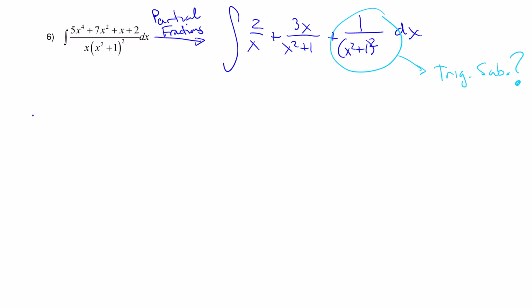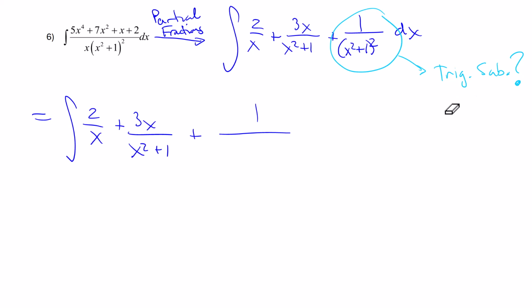So I'm going to do this. I'm going to restart and rewrite this whole integral that we've already busted up in partial fractions. Of course, I didn't show all the detail, but we're starting with the integral of 2 over x plus 3x over x squared plus 1. Plus, here's how I'm going to rewrite this last term. Instead of making it 1 over the quantity x squared plus 1 in parentheses squared, in order to use a trig sub, remember we have to get a root in the picture. So I'm going to make it the following.